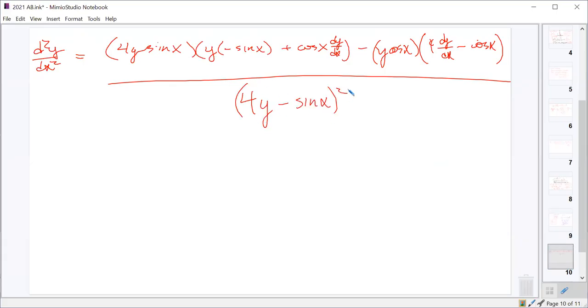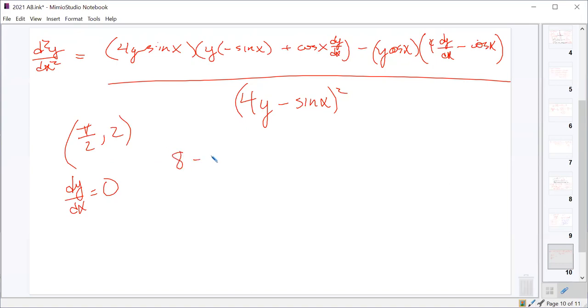squared. And the point that we're looking at here is the point where x is pi over 2 and y is 2. Is that right? And what do we know about dy dx at this point? It was 0. So do I need to replace the dy dx's that I have in here with my original dy dx? No, I know they all equal 0, so I can just replace those dy dx's with 0. So I'm going to replace all of my x's with pi over 2, all of my y's with 2, and all of my dy dx's with 0.